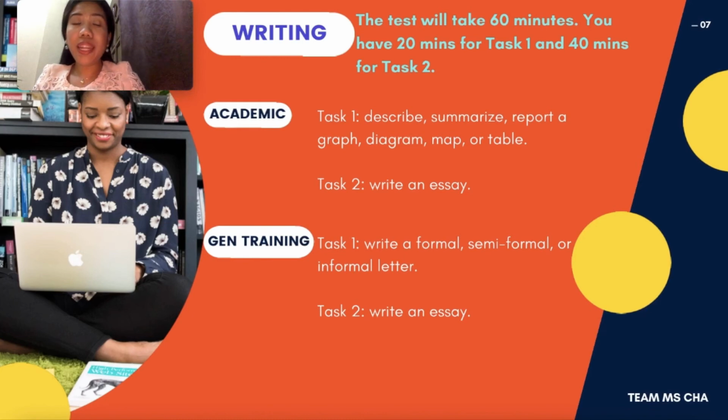For general training, our task 1 is to write a letter, a formal, semi-formal, or an informal letter. And task 2 is to write an essay. And we have the number of words required. For academic task 1 and general training task 1, we are required to have 150 words. For task 2, for both, 250 words.